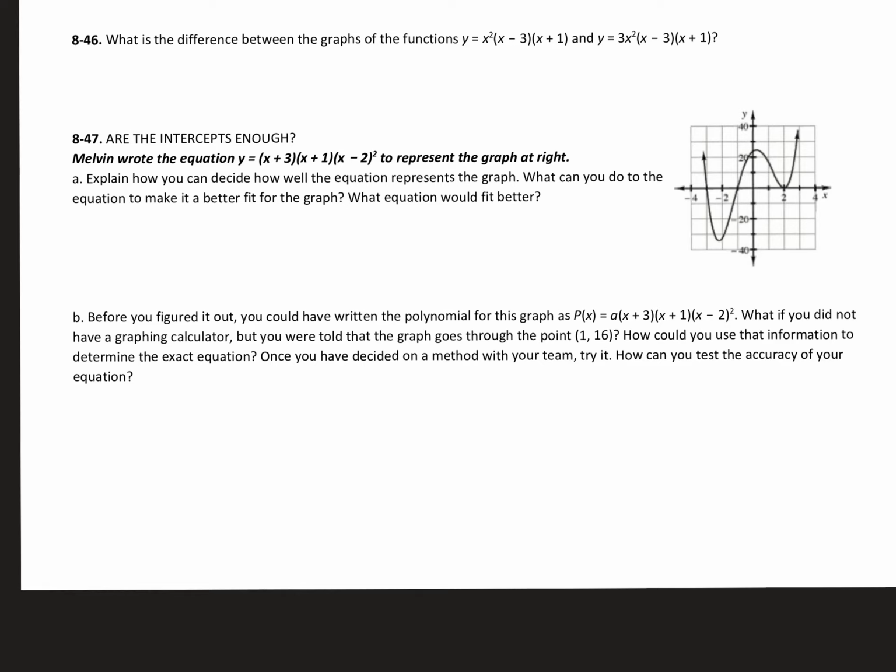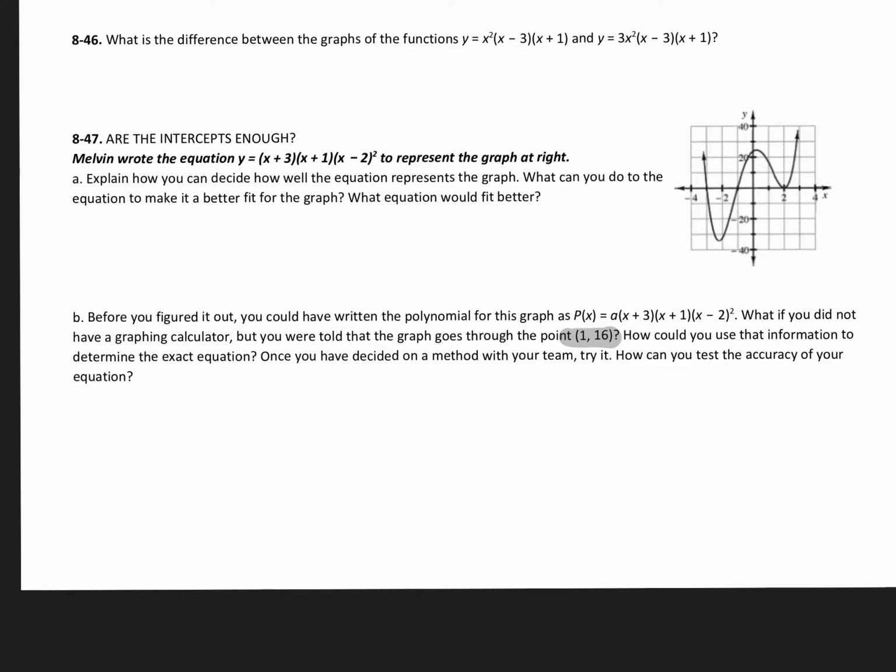He's got the roots, he's got the end behavior, he's got the degree, good, except if you pick any point on this graph, it might not match when we put it in the equation. So I've got to figure out a better equation by finding the stretch factor. To do so, I've got to use a point that's not the x-intercept on my graph. If we look down at part B, they actually give us a point that goes through our graph, and that point is (1, 16). I'm going to use that to help me write the equation.